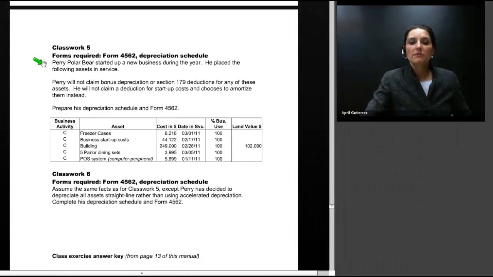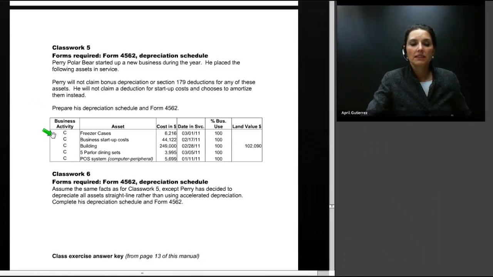Perry Polar Bear started up a new business during the year. He placed the following assets in service. Perry will not claim bonus depreciation or Section 179 deduction for any of these assets. He will not claim a deduction for startup costs and chooses to amortize them instead. Prepare his depreciation schedule and his Form 4562.